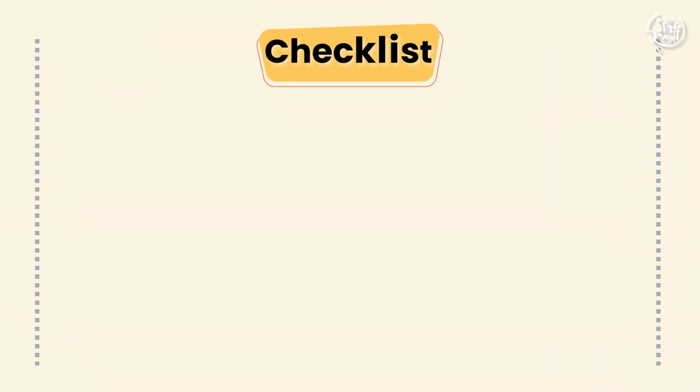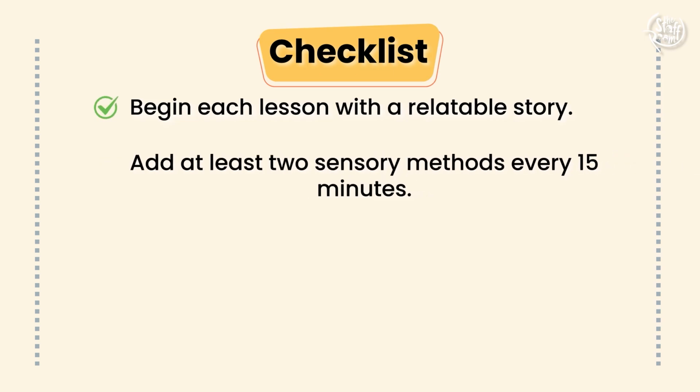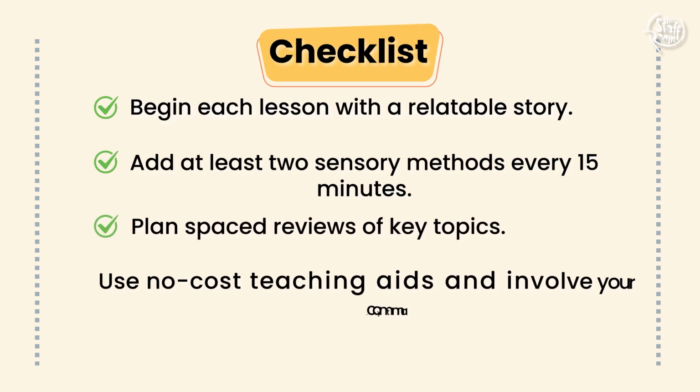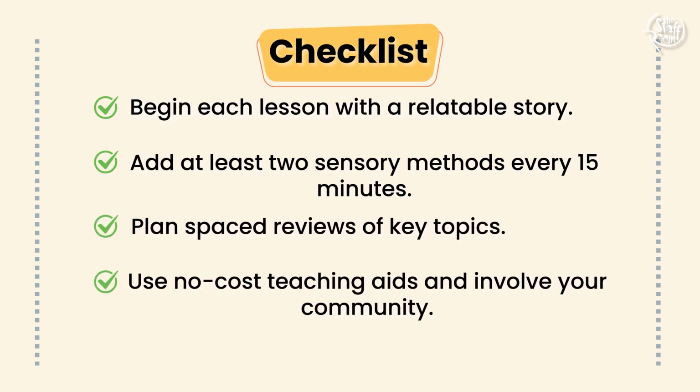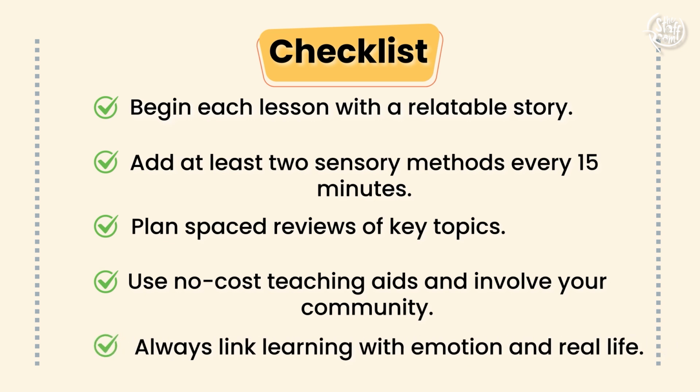If you want a simple checklist to help you, here it is. Begin each lesson with a relatable story. Add at least 2 sensory methods every 15 minutes. Plan spaced reviews of key topics. Use no-cost teaching aids and involve your community. And finally, always link learning with emotion and real life.